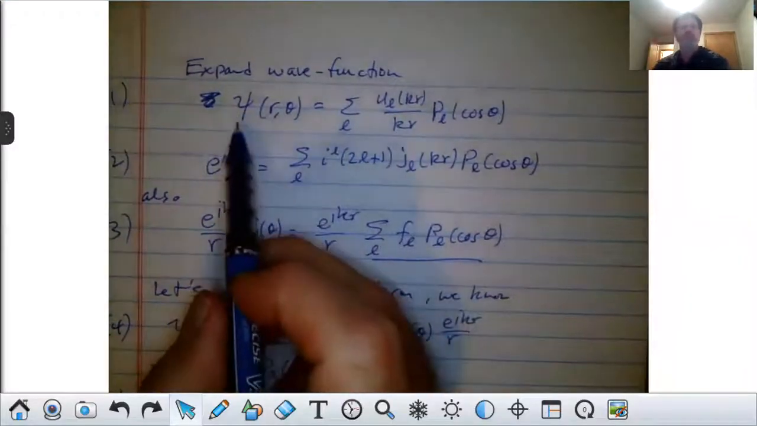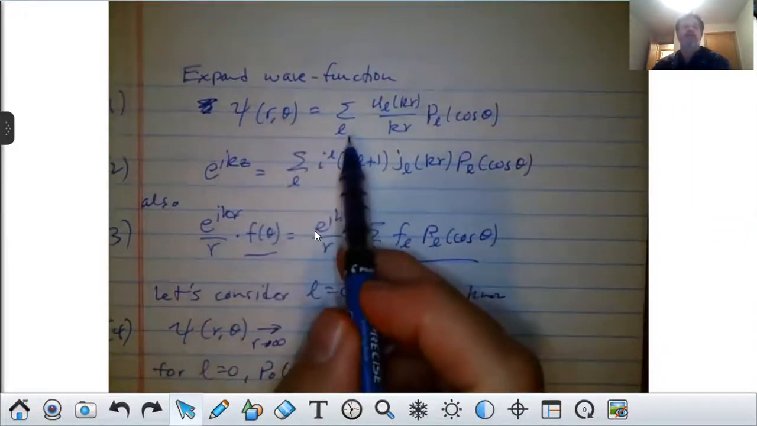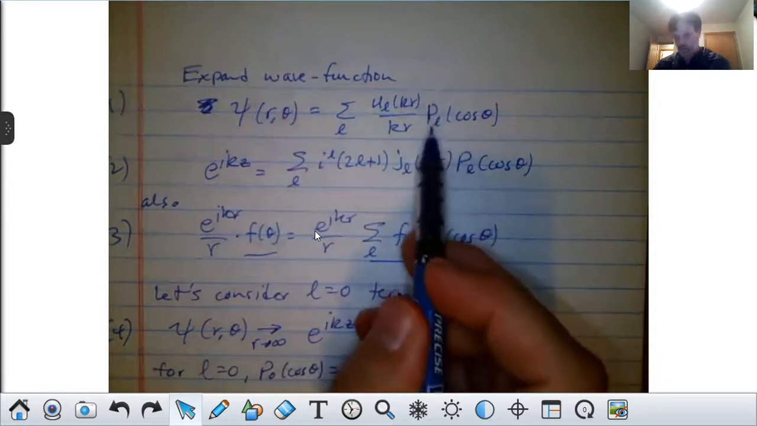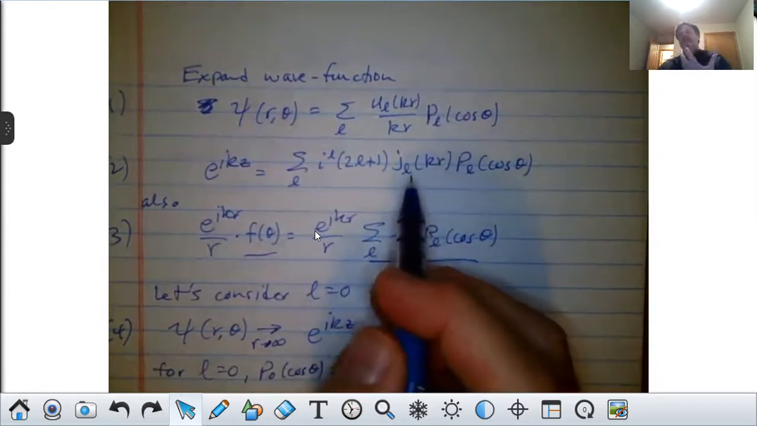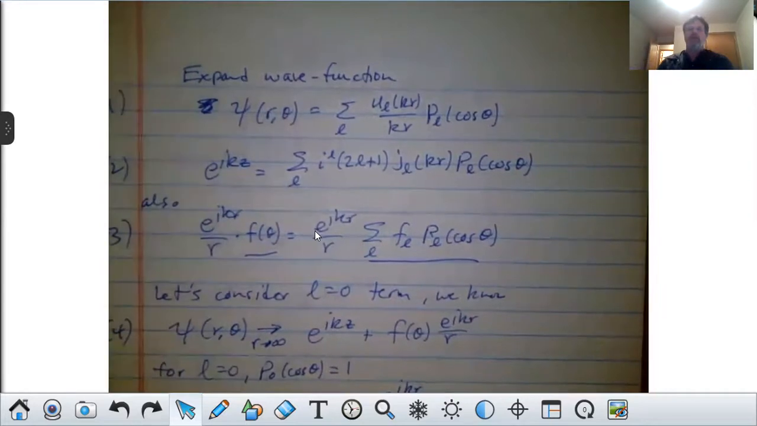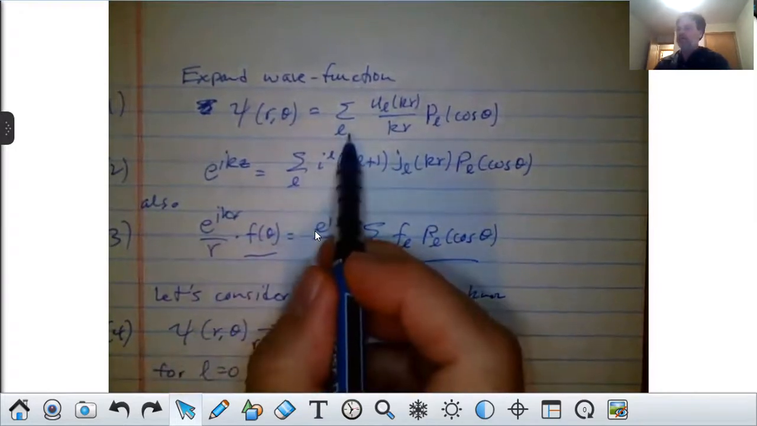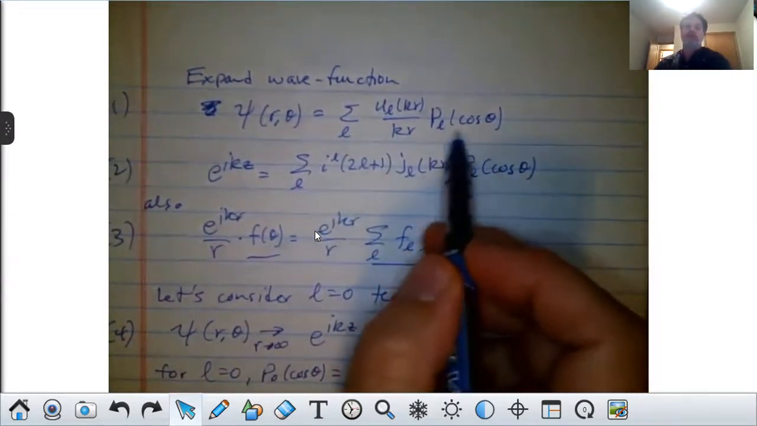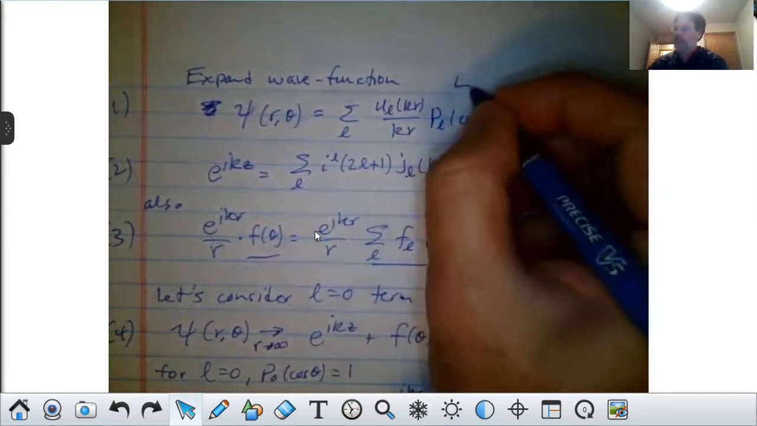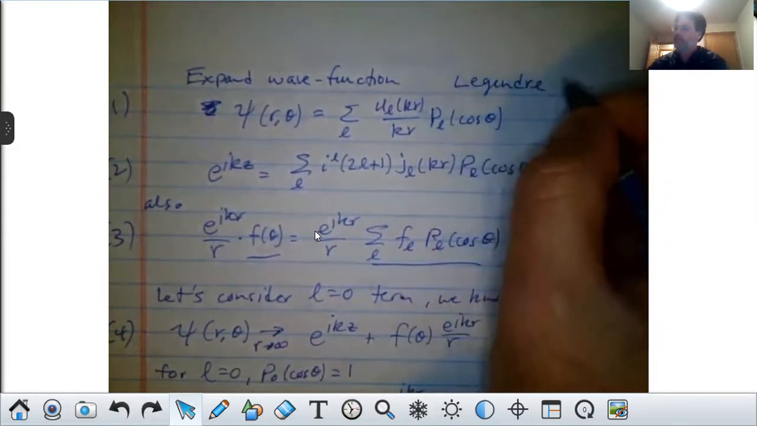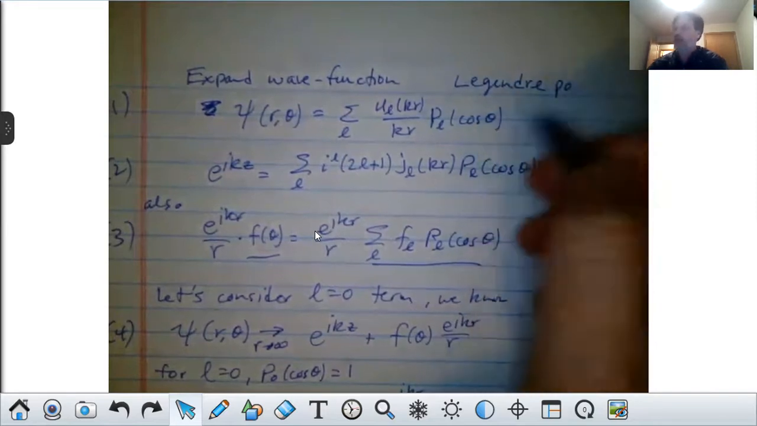So just to remind you, in the past we had done an expansion of the wave function psi in terms of L and M, and we used spherical harmonics, Y_LM here. It turns out that, for a spherical interaction, there's no dependence on the angle phi, which means that M equals 0. And so we can actually expand in other functions, which are related to the spherical harmonics, called Legendre polynomials. They depend on the cosine of theta.